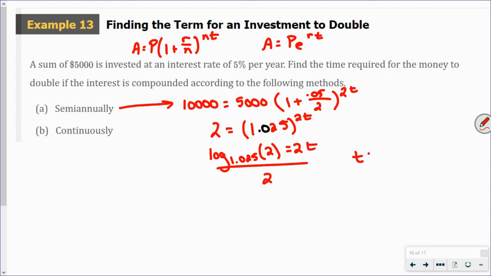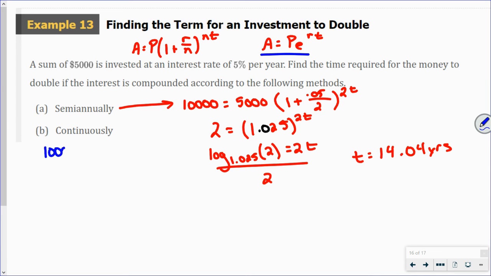So time would be about log base 1.025 of 2 divided by 2, about 14.04 years. Okay? If it compounded twice a year, you'd need to leave it in over 14 years to double your money. If it compounds continuously, that's this equation here.